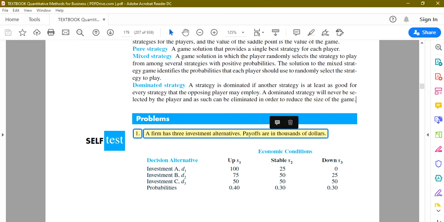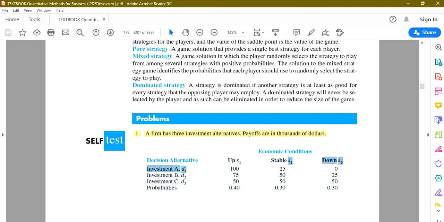Okay, now problem 1 asks, there are 3 investment alternatives over here, in thousands of dollars. So investment 1, decision 1, decision 2, decision 3. These are the payoffs when the prices are going up, if the prices stay stable, and if the prices go down.